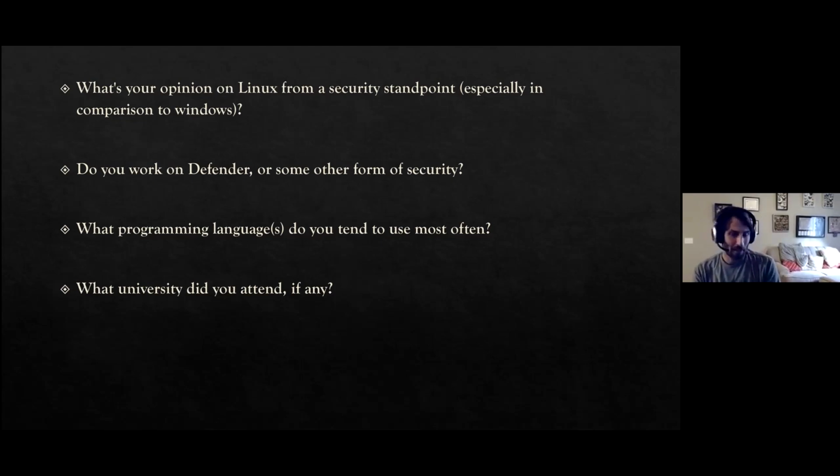And then university, I went to Cal Poly Slo, but didn't finish.